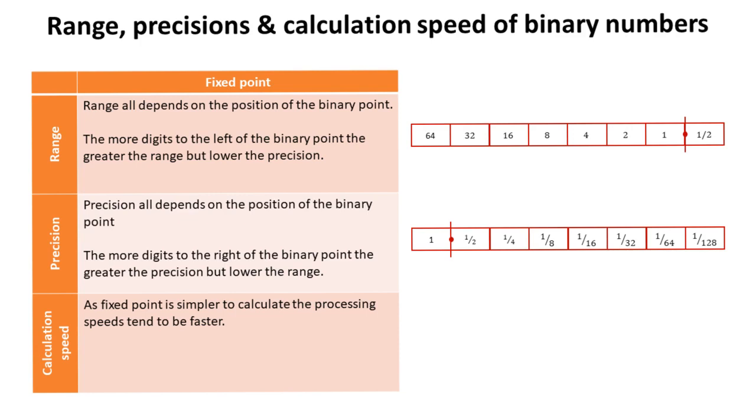So first let's look at the range. Well, with fixed point, the range all depends on the position of the binary point. The more digits to the left of the binary point, the greater the range. When we look at precision, again it all depends on the position of the binary point. The more digits to the right of the binary point, the greater the precision. Of course, in both these situations, you are sacrificing range for precision and vice versa.